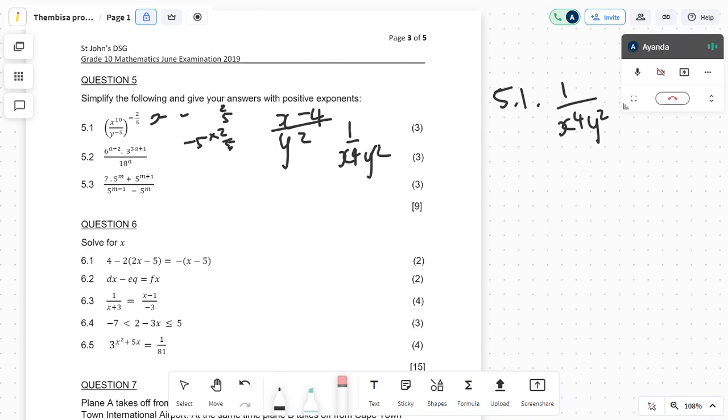That's your 3 marks. For 5.2, we have 6a to the power of negative 2 times 3 to the power of 3a plus 1, everything over 18a. So here, we're going to have to change our numbers into their prime bases. Let's actually take a screenshot of this and move somewhere where we have a little bit more space.